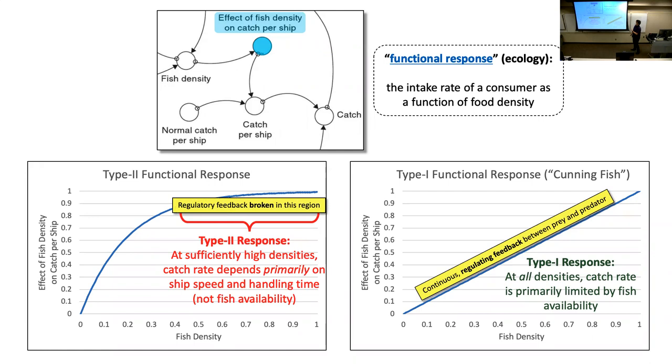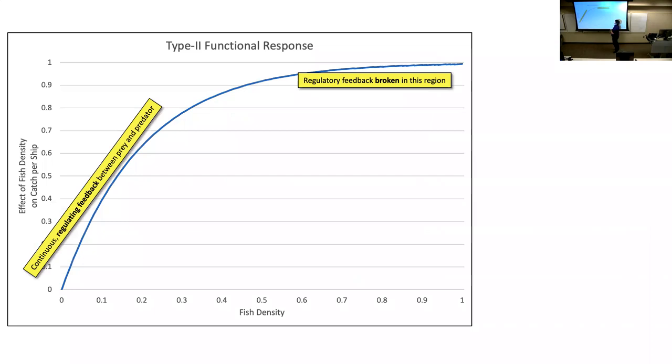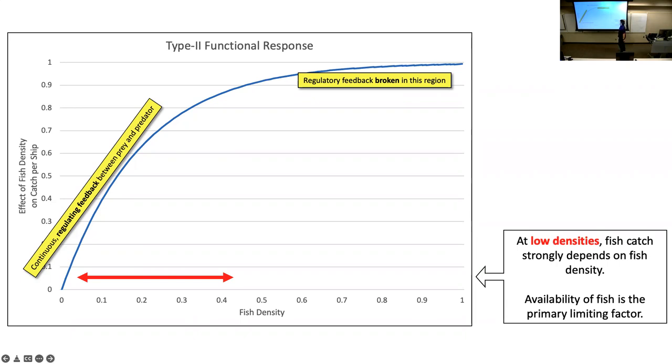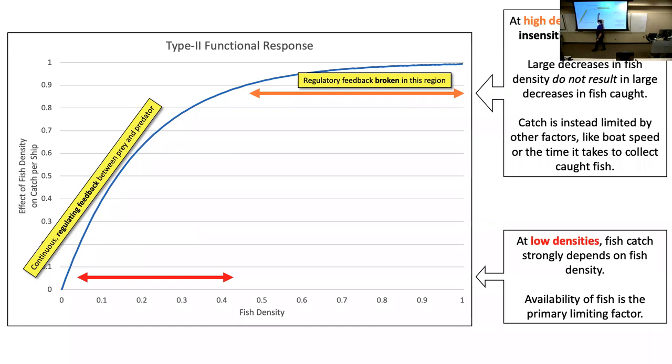It's almost like in this region the regulatory feedback is broken, so we can add it in with human regulation. So that's like these two regions of the type two functional response: when the fish are clumping together, you get no regulatory feedback until they eventually get so sparse that it kicks in. And with the type one response, we sort of force this regulatory feedback everywhere. We can do that either with smarter fish or with regulation.